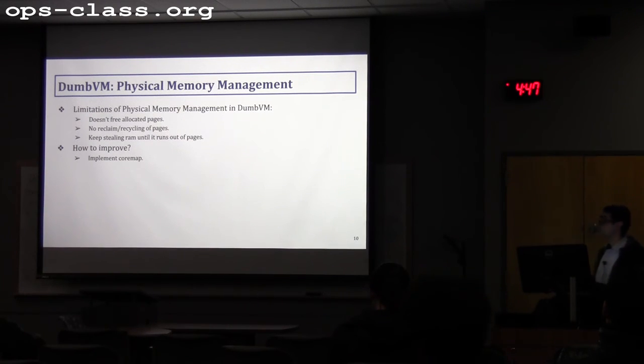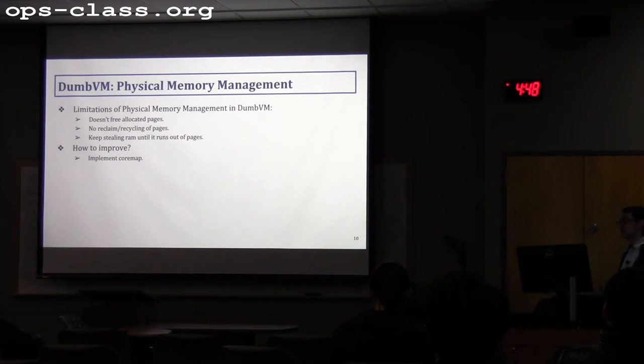Also keep in mind that the core map is a fixed size. That means once your kernel boots, you should figure out how much memory you have, or how many pages you have, and allocate that size for the core map, and it should be fixed. So it's not like the process and the file table, which weren't of a fixed size. You have that number of pages, and you need to allocate that number for the core map.